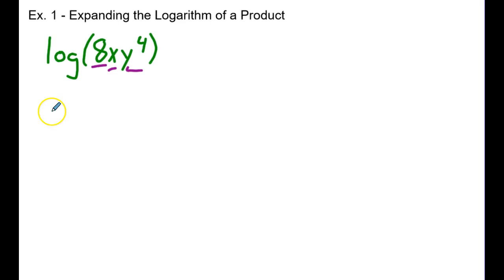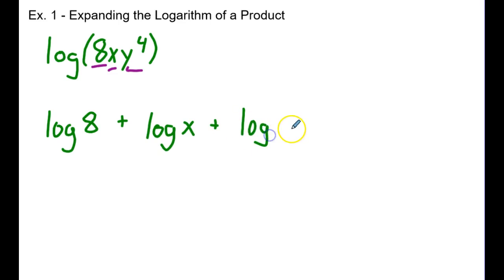So first, we can break this apart. We have log of, this is our common log, base 10 if it's not written in. This is understood to be the common log. So we have log of 8 plus, now we go to our second factor, breaking this apart using addition because they're being multiplied. Now we have log base 10 of x plus log base 10 of y to the fourth.